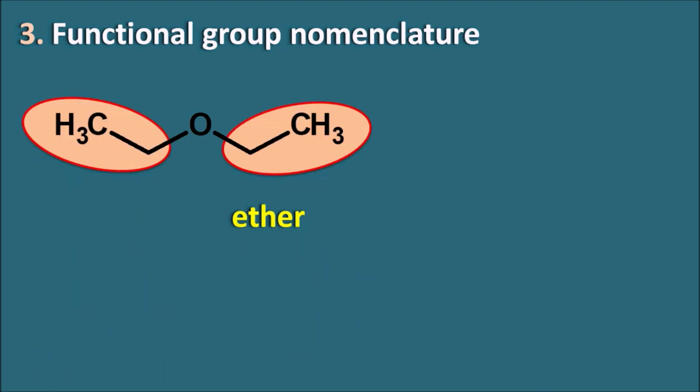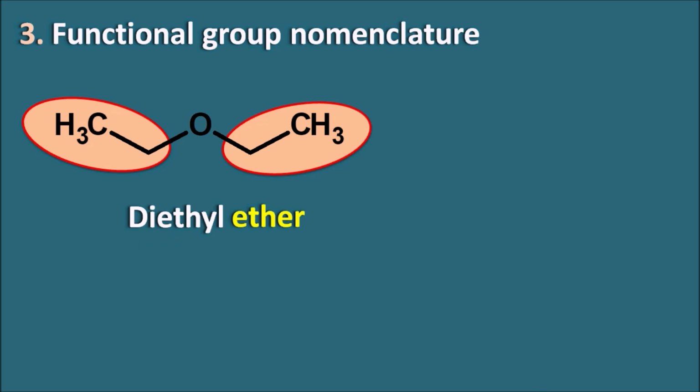Now let us see the third type of nomenclature, functional group nomenclature, which is also called radicofunctional nomenclature. Suppose we take an ether like this, what is the nature of this compound? This compound is basically an ether, and this ether is attached with 2 side chains. So these side chains can be represented as diethyl. So this is a diethyl ether.